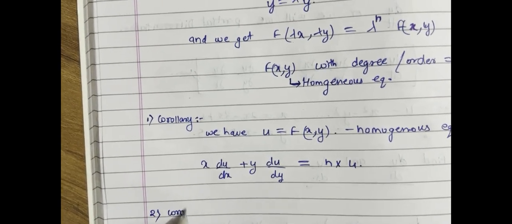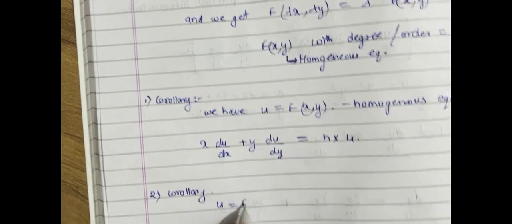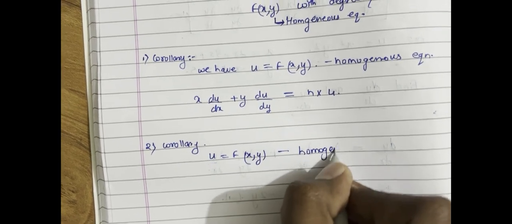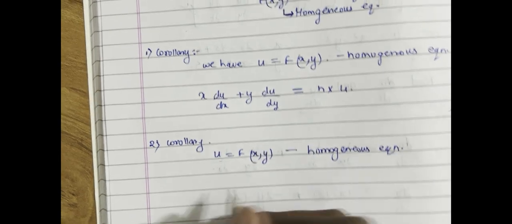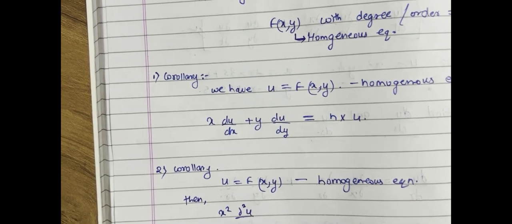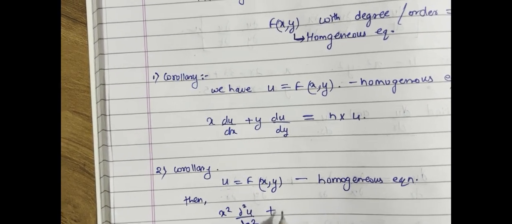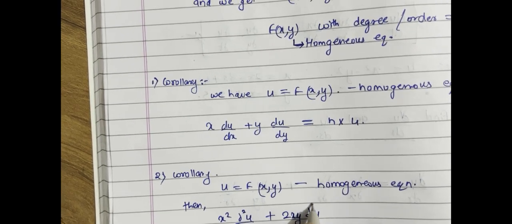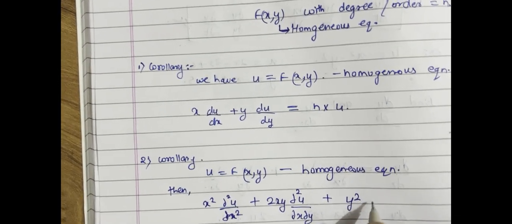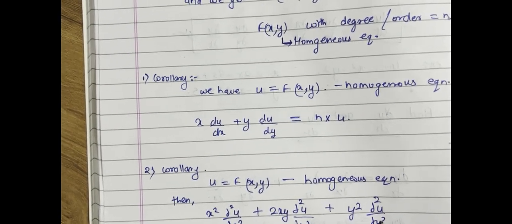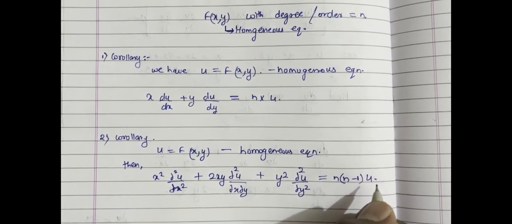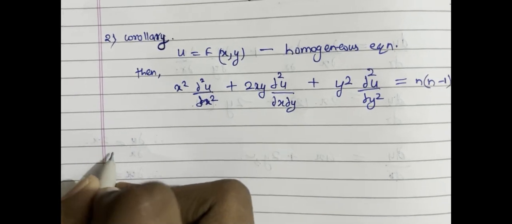Second corollary, u is equal to f of x comma y, where f of x comma y is a homogeneous equation, then x square dou square u by dou x square plus 2xy dou square u by dou x dou y plus y square into dou square u by dou y square is equal to n into n minus 1 times u. Third corollary, it is different from the first two.